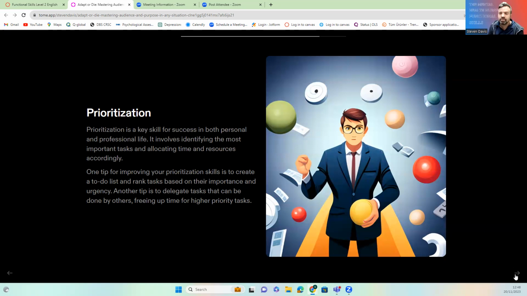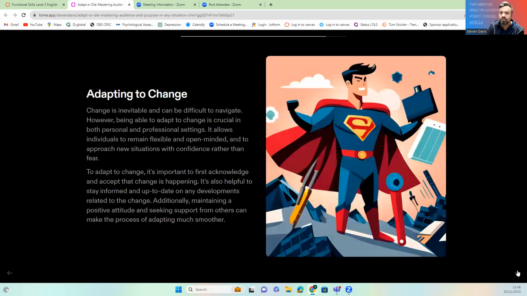One tip for improving your prioritization skills is to create a to-do list and rank tasks based on their importance or urgency. Another tip is to delegate tasks that can be done by others, freeing up time for your higher priority tasks. Adapting to change and change management is inevitable and can be difficult to navigate.